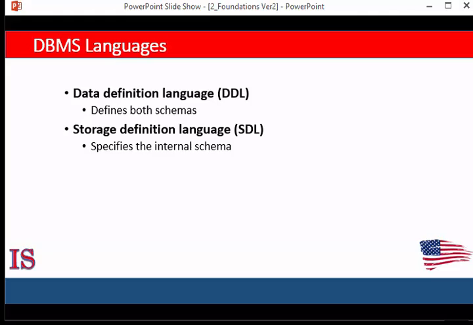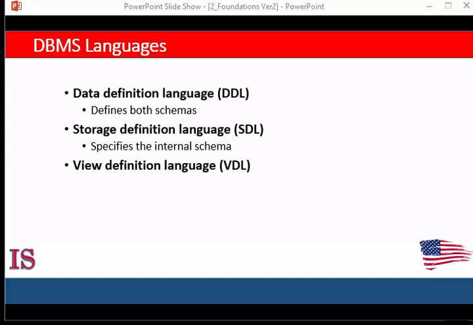In database management systems where there is a clear separation between the conceptual and internal levels, the data definition language is used to specify the conceptual schema only. Another language called the storage definition language, SDL, is used to specify the internal schema. The mappings between the two schemas may be specified in either one of these languages. In most relational databases today, there is no specific language that performs the role of storage definition language.